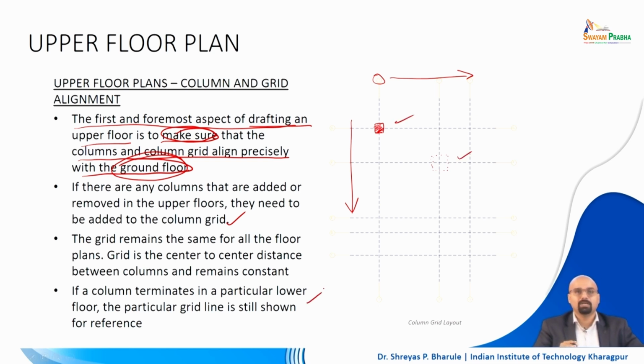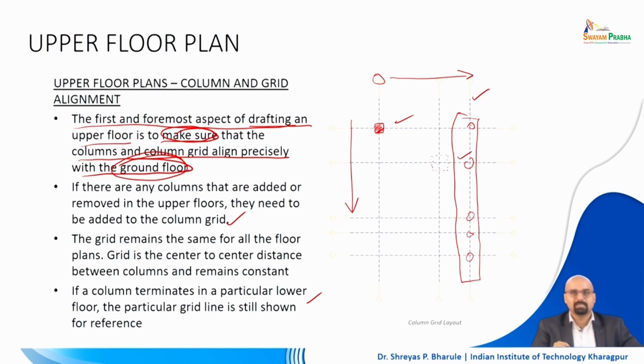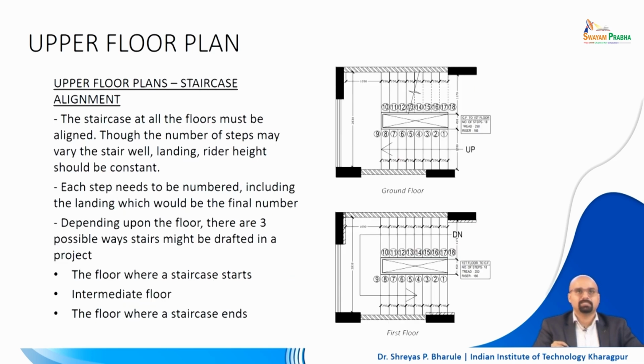If a particular column terminates, as I mentioned earlier in this particular example, at a lower floor, that particular grid line is still to be shown for reference till the very end, right. Say, for example, if this whole set of columns located here, column 1, column 2, column 3, column 4, column 5, all of these 5 columns stop at this particular level, the center line cannot be removed for the upper floor columns, right. We will discuss this with an example in the subsequent slides.